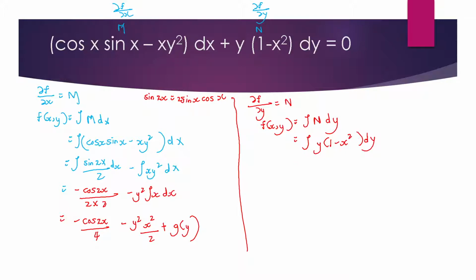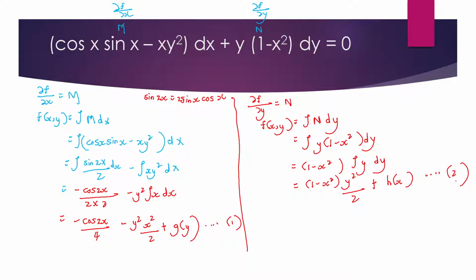When integrating with respect to y, x is constant. So 1 minus x squared is totally constant, and you can factor out 1 minus x squared. Then integrate y dy, because they are in product form, y times a constant. You have y squared over 2. The integration constant is a function of x. This is the first equation, and I denote this the second equation.